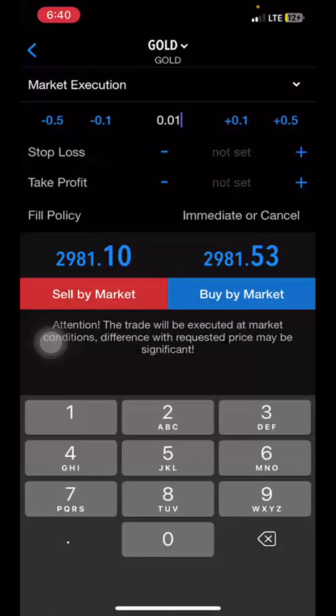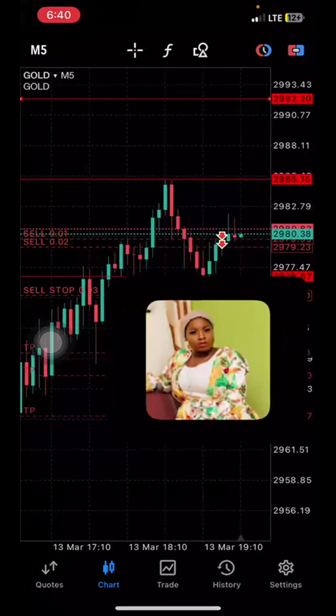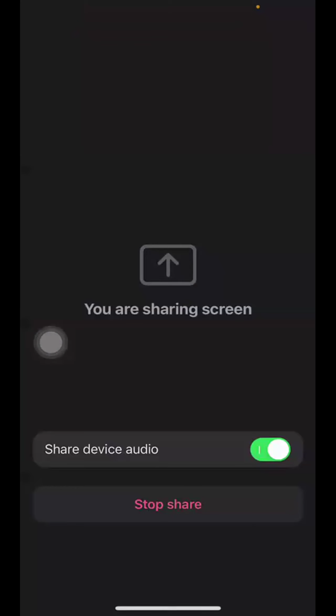I wanted this trade to come into profit so that I'll show you guys how to break even, but it's just dancing around the entry. But let's look at the other ones. Once it's in profit, I'll come back to that. I'll show you guys how to break even.